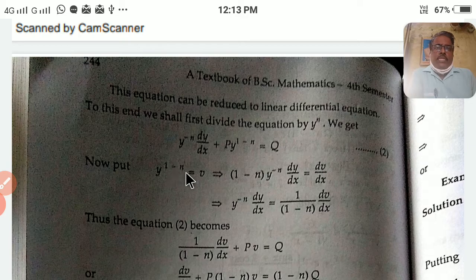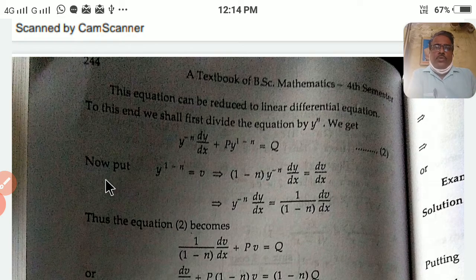Put y raised to 1 minus n equal to v. Which implies, on differentiating both sides, apply the x raised to n formula: differentiation of x raised to n is n into x raised to n minus 1. In the same way here, 1 minus n into y raised to 1 minus n minus 1, so minus 1 plus 1 gets cancelled and it gives y raised to minus n, into, by applying chain rule, differentiation of y, dy by dx, which is equal to, now this is equal to v, differentiating this gives dv by dx.